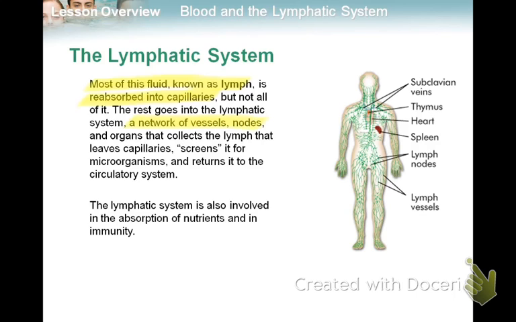There are vessels, nodes, and organs that collect the lymph that leaves the capillaries, screen it for microorganisms, and return it to the circulatory system. The lymph system is also involved in the absorption of nutrients and in immunity.